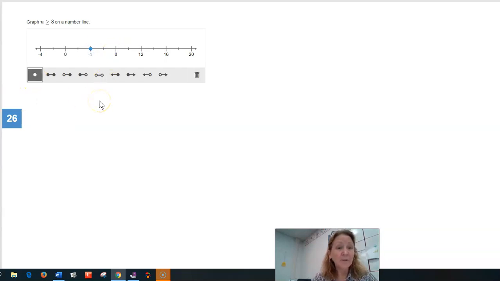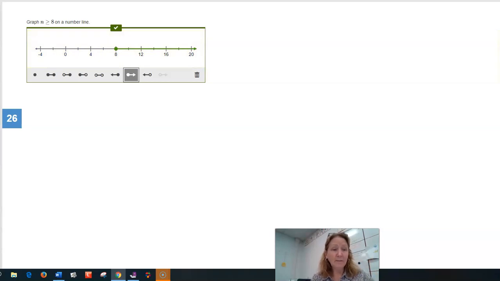But I'm not just graphing one number, right? I'm graphing a whole bunch of numbers that make the inequality true. So I'm going to trash that dot. And then I'm going to notice my arrow needs to go off to the right. And it needs to be on 8, and it needs to be a closed circle. So I look for, oops, that's an open circle. I look for the closed circle that's going off to the right. I click on that, and then I click on the 8, and it makes the line for me, and then boom, I'm done. I can check my answer, and it says I got it right. That's the idea of how you graph inequalities on a number line in Big Ideas Math.